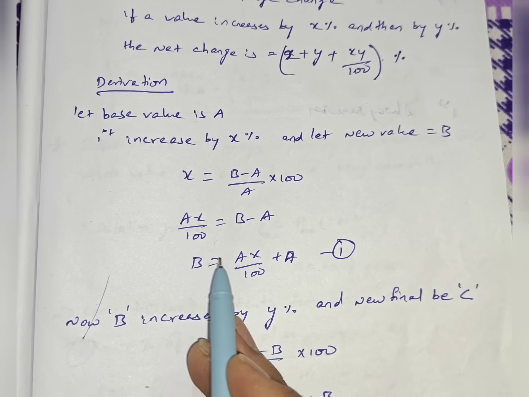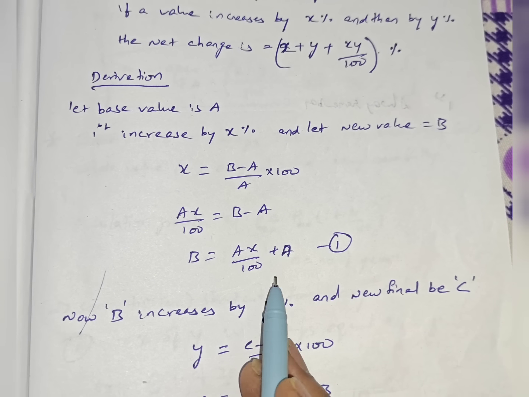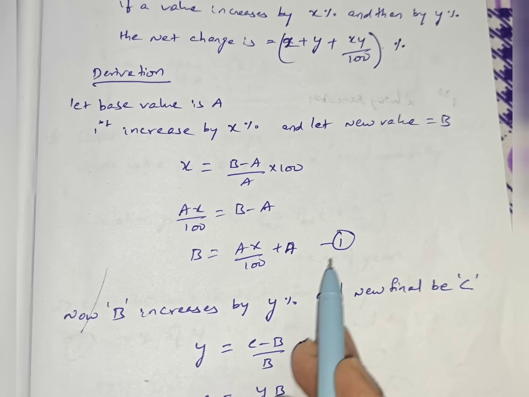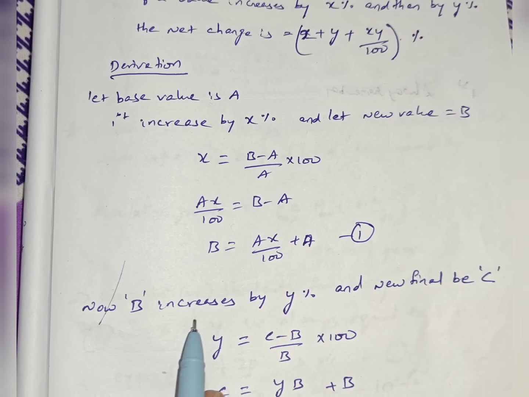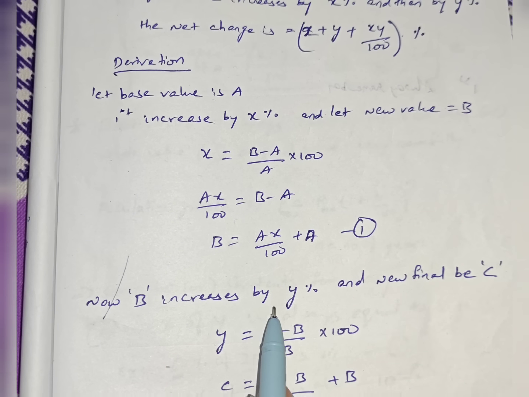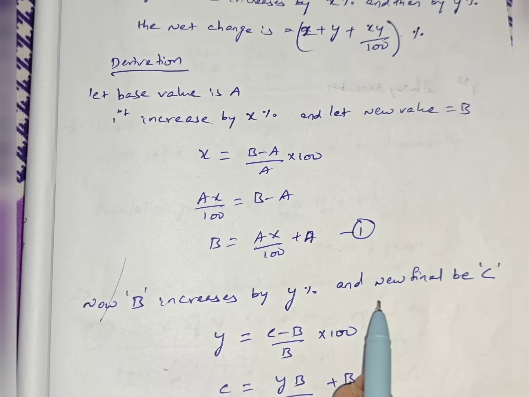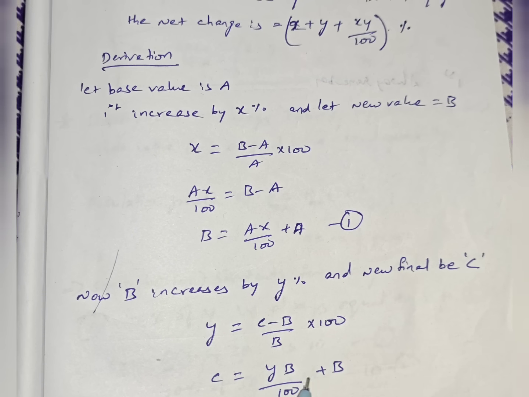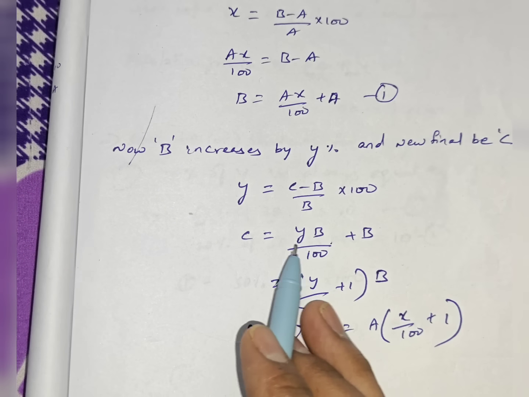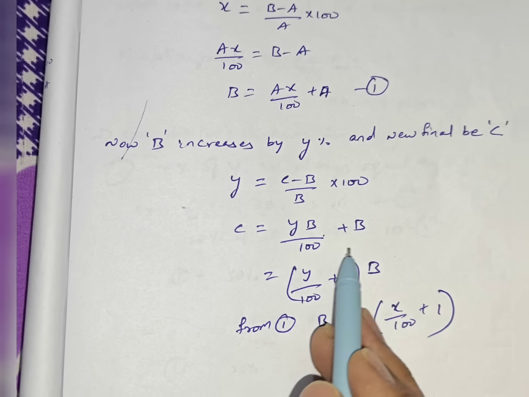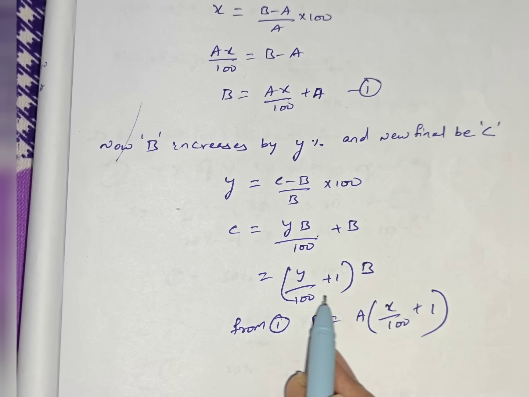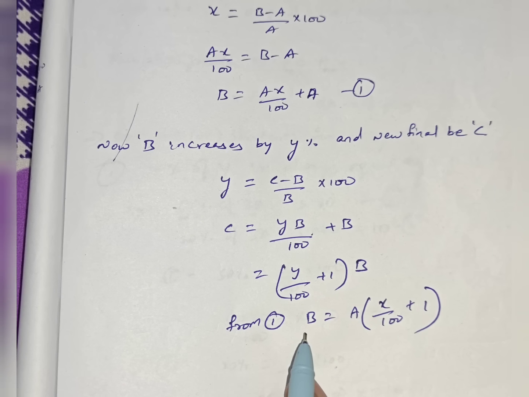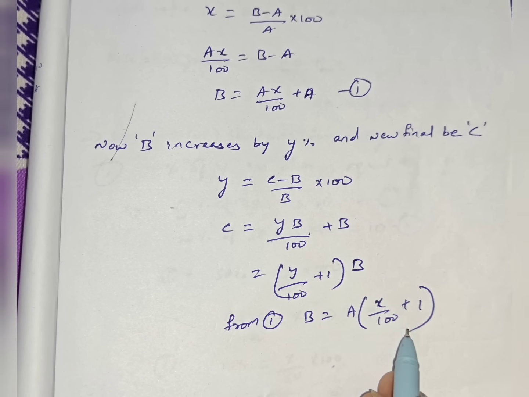Rearranging the terms, a into x by 100 is equal to b minus a, then b is equal to a into x by 100 plus a. Now b is increased by y percent and the new final value be c. Then y is equal to c minus b by b into 100, and the calculation goes on. And b is equal to a into x by 100 plus 1.